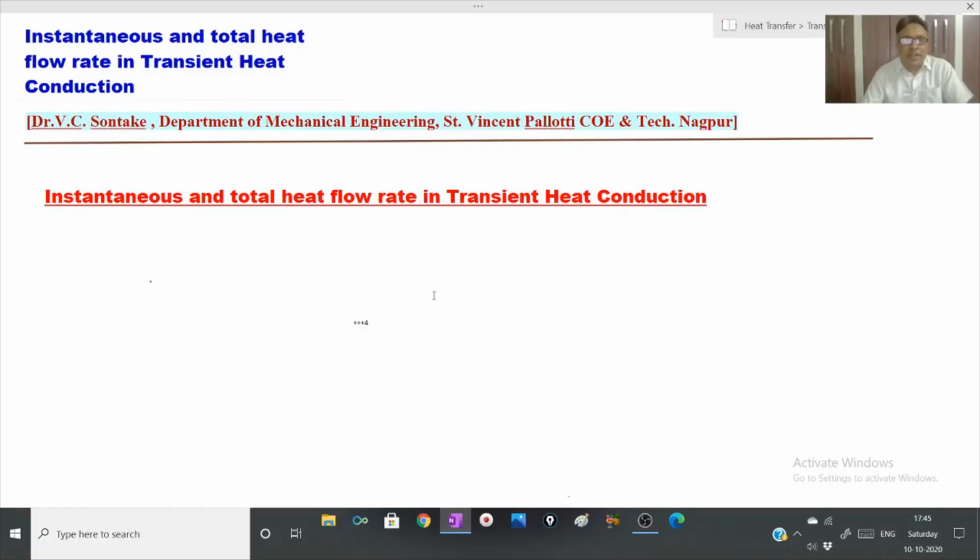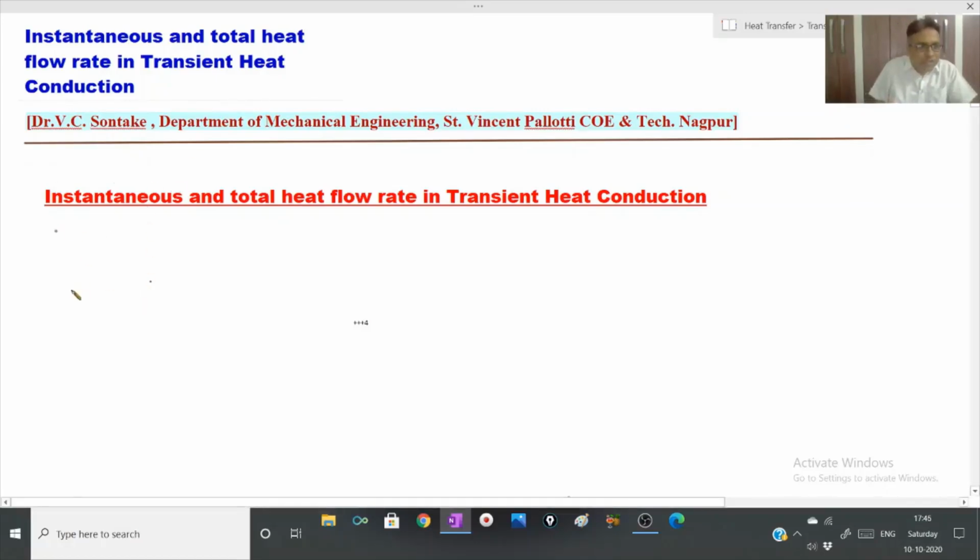Let us define instantaneous and total heat flow rate in transient heat conduction. As we know, in transient heat conduction, the temperature as well as the rate of heat transfer both vary with respect to time. So both are variable with respect to time. So let us find out what is the instantaneous rate of heat transfer and total or cumulative rate of heat transfer in case of transient heat conduction.